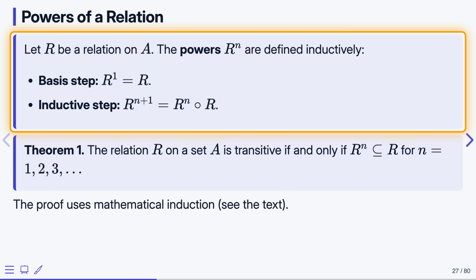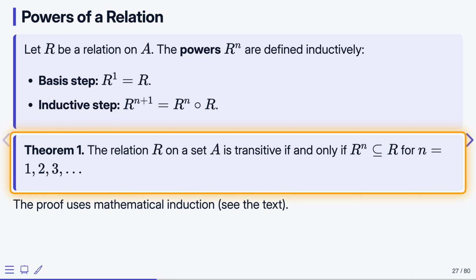We can also compose a relation with itself. That gives us its powers. We define them step by step. The basis step: R to the power 1 is just R itself. The inductive step: R to the power n plus 1 equals R to the power n, composed with R. So R squared is R composed with R, and R cubed is R squared composed with R.